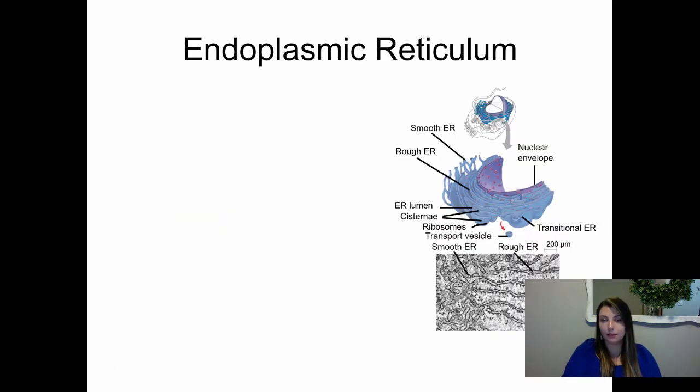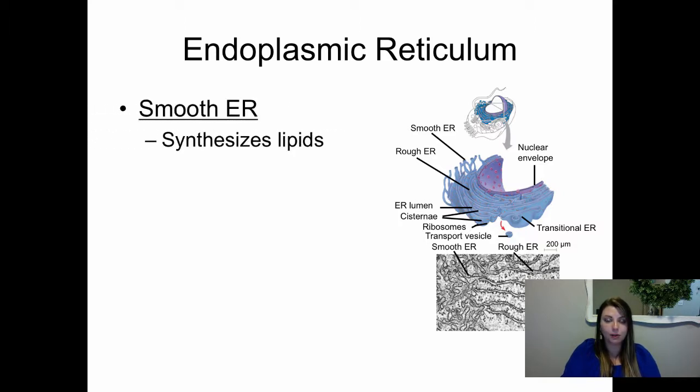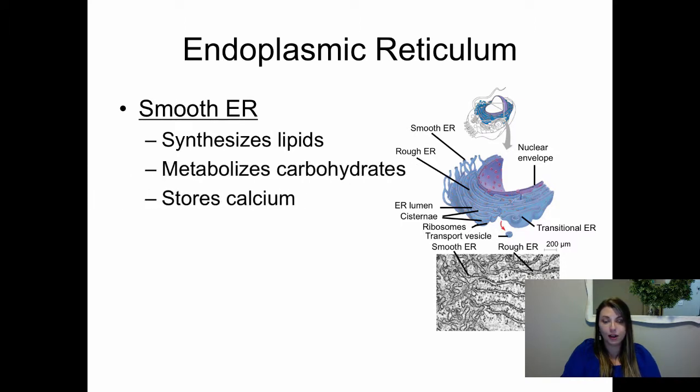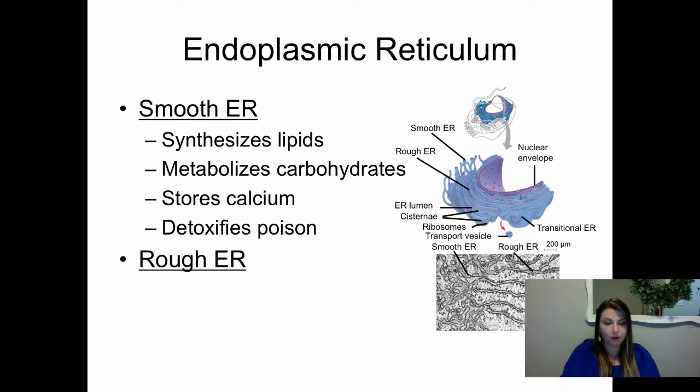So we have the endoplasmic reticulum, and we have two different types. The first type is smooth ER, and smooth ER helps to synthesize lipids and metabolize carbohydrates. It stores calcium, as well as detoxifying poisons. The organ that's responsible for detoxification is the liver. So in liver cells, you'll find a higher concentration of smooth ER compared to cells located elsewhere in the body.